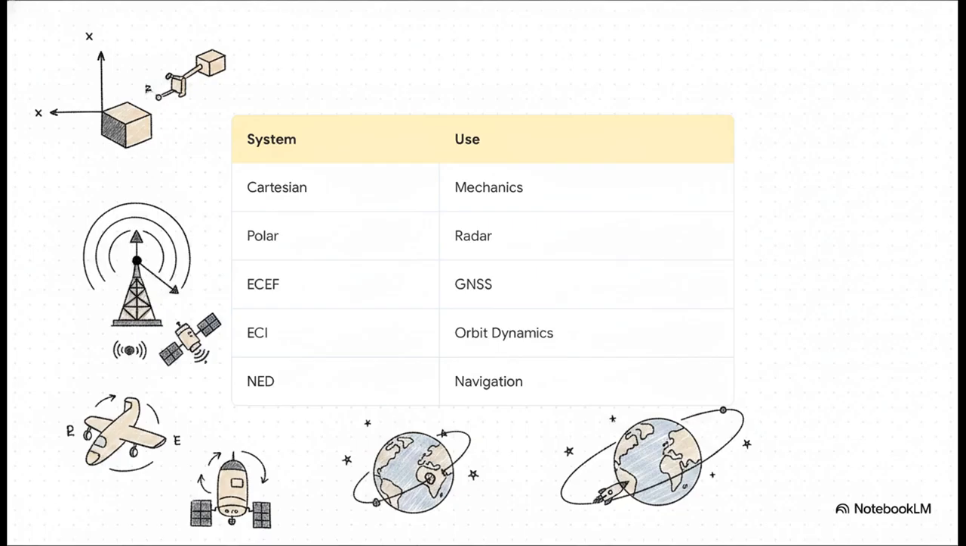But in space engineering, it gets intensely complex. You've got Earth-centered Earth-fixed frames for GNSS systems and Earth-centered inertial frames, which are fixed relative to the distant stars, for tracking orbit dynamics. Translating vectors seamlessly between these various coordinate systems is basically one of the most vital tasks in all of aerospace engineering.